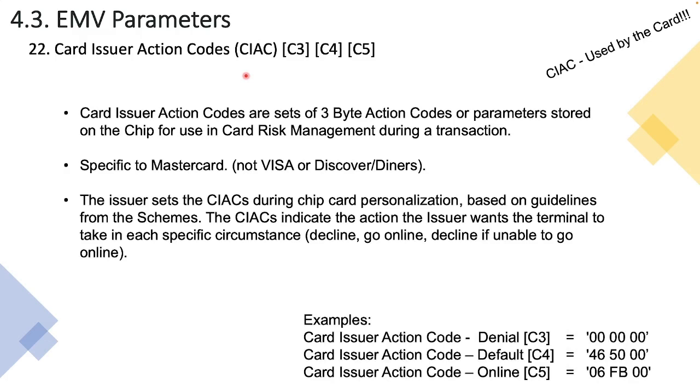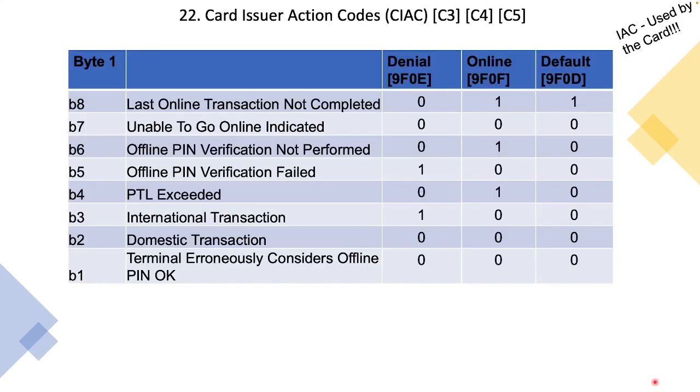Okay. So similarly, we have examples. It's very similar in methodology to issuer action codes. We would write it to the card like this. The tags are C3 for denial, C4 for default, and C5 for online. And you would write it as a 3-byte hex value that looks something like this, right? So let's have a look at byte 1.